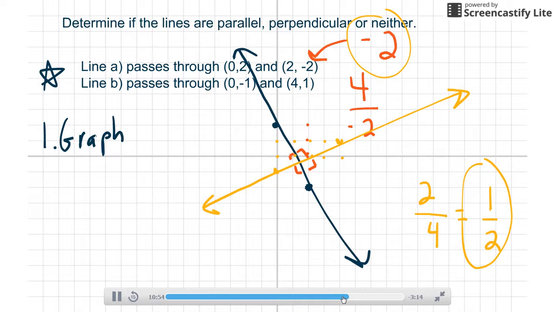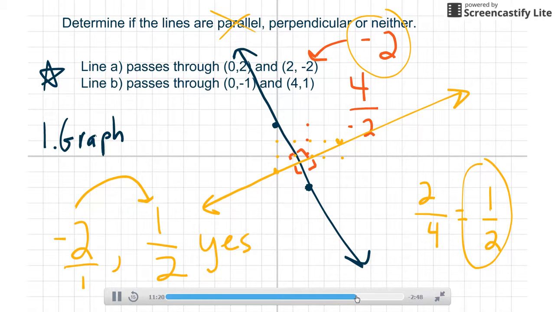So what I have to check is, obviously I can see it's not the same, so parallel is out of the question. But what I want to check is perpendicular. So remember, perpendicular is opposite reciprocals. So if my two slopes are -2 and 1/2, is positive 1/2 an opposite reciprocal of -2/1? Yes, it is. So because it is, the lines are perpendicular.